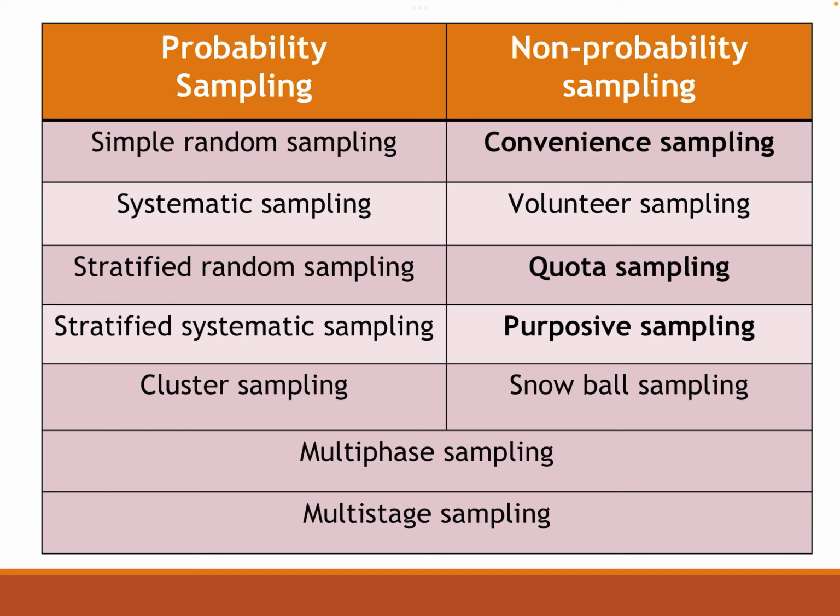These are the different types of sampling methods. Simple random sampling, systematic sampling, stratified sampling, and cluster sampling are the different types of probability sampling. Stratified can be divided into stratified random sampling and stratified systematic sampling. And the non-probability sampling methods are convenience sampling, volunteer sampling, quota sampling, and purposive sampling. Snowball sampling is a subtype of purposive sampling. We also have multi-stage sampling and multi-phase sampling.